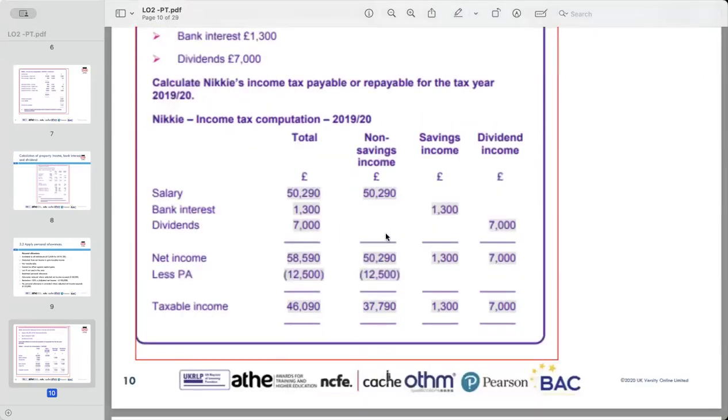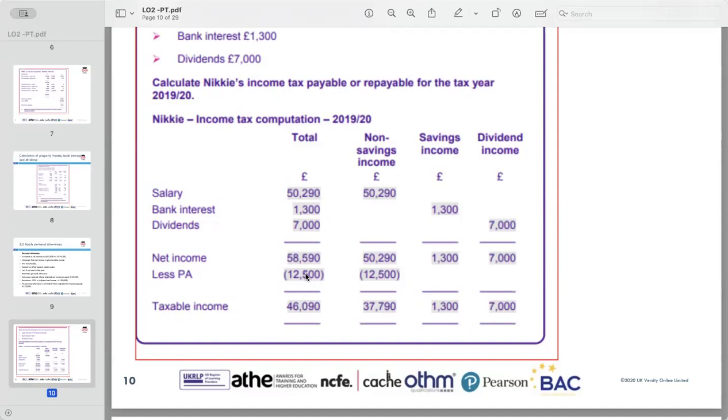12,500 pounds here, as you can see. After deducting the personal allowance, Nikki's taxable income from non-saving sources is 46,090 pound. Next, we need to calculate Nikki's income tax liability on her non-saving income. This will depend on the tax bands and rates applicable to her income.